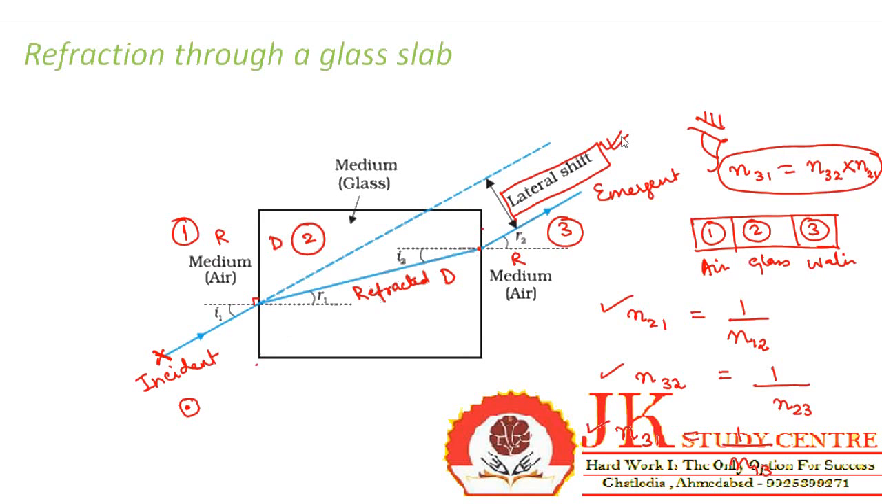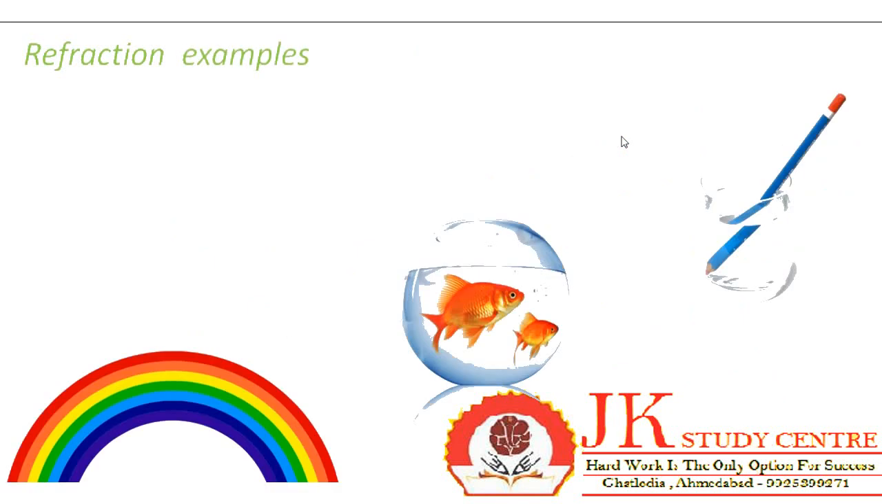So what is lateral shift? Lateral shift is the phenomenon in which the emergent ray shifts laterally from the actual incident ray, right? This is the phenomenon of lateral shift due to the phenomenon of refraction, right? So now let us discuss the same examples once again, that why did all these things happen.